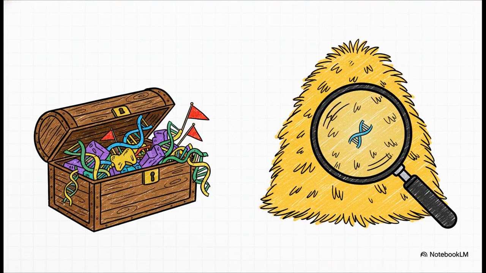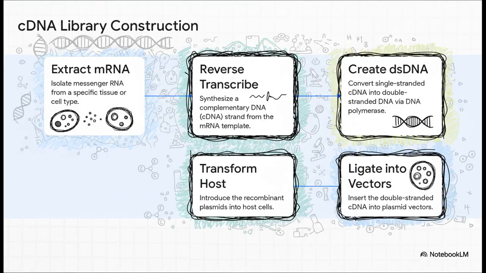The huge advantage here: you get everything, the whole shebang. Not just the coding parts of a gene, the exons, but also the introns, the promoters, all the regulatory stuff that tells the gene when to turn on and off. But the downside is just scale. These libraries are enormous. Finding your gene of interest can be a massive headache, a real needle in a haystack situation. A cDNA library, on the other hand, is a much more targeted strategy.